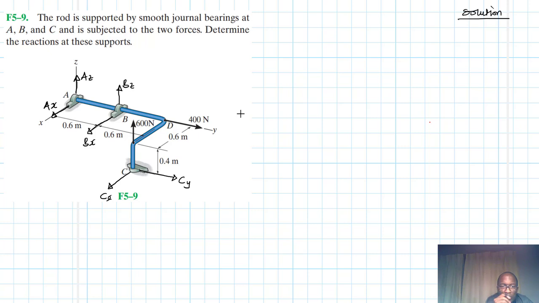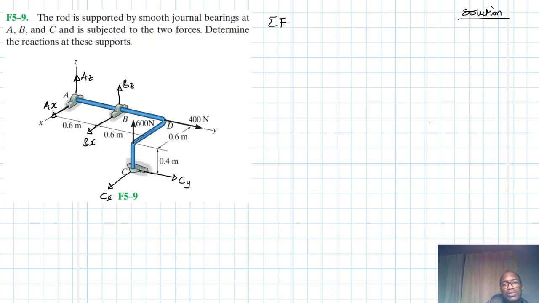So now what we're going to do is again apply the equations of equilibrium. This is a 3D rigid body equilibrium problem again. So how many equations of equilibrium do we have? 6. How many unknowns do we have? 1, 2, 3, 4, 5, 6. We have 6 unknowns. But of course, I should think some of them are equal to 0, right? Maybe, I don't know. Let's do the work.